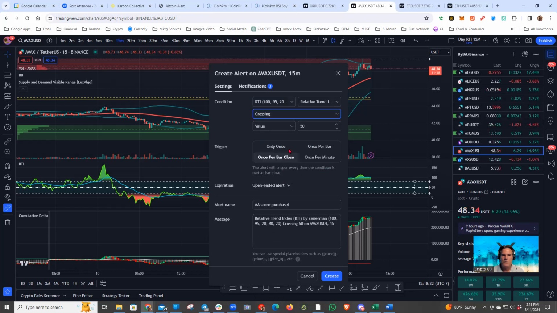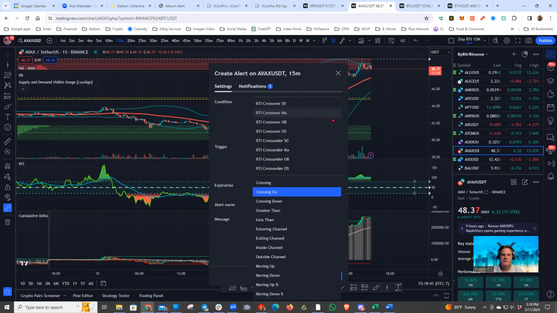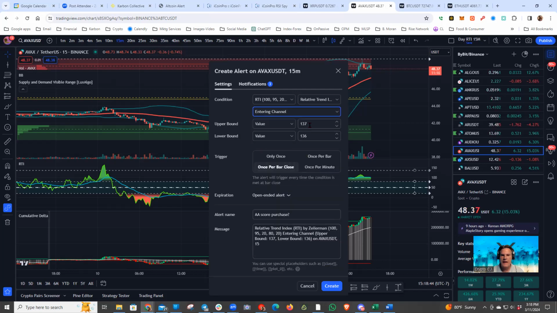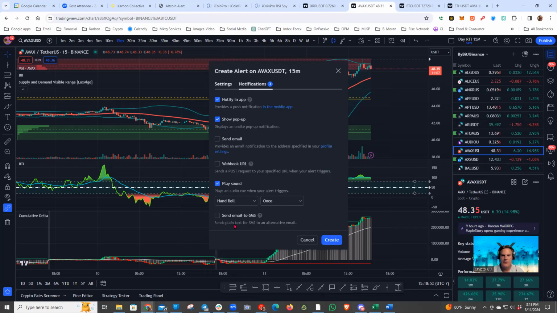You can do this for crossing up on the 20, for those dips and retraces. We just showed you the 50, and then you can do it on the 80 or any numbers in between, 20, 50, and 80 if you want. If you want to trade both directions, you can enter a channel. I put 80 on the top, 20 on the bottom, and then that's the alert I have going right now.